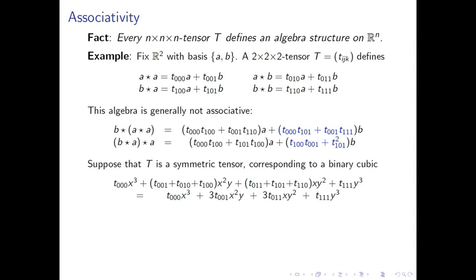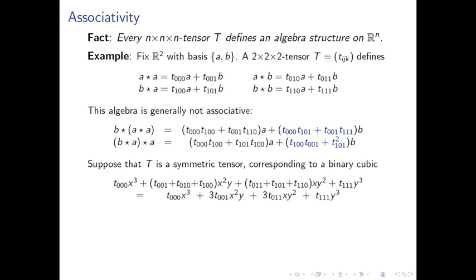Now maybe things get a little bit better if we take a symmetric tensor. A symmetric 2 by 2 by 2 tensor has 4 distinct coordinates, because a symmetric 2 by 2 by 2 tensor is a binary cubic, a homogeneous polynomial in 2 unknowns, x and y, of degree 3. Here we go. So let's look at a symmetric tensor.